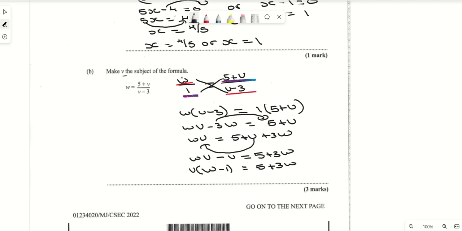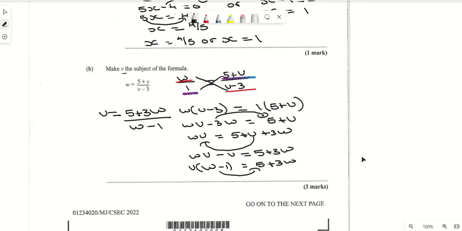Now the relationship between v and these brackets is multiplication. So you're going to carry across multiply by, and that'll turn to divide. So v is now equal to, hold on, let's do it on the side. v is equal to 5 plus 3w all over w minus 1. And that is how you would make v the subject of the formula.